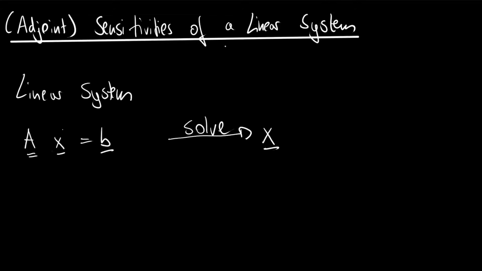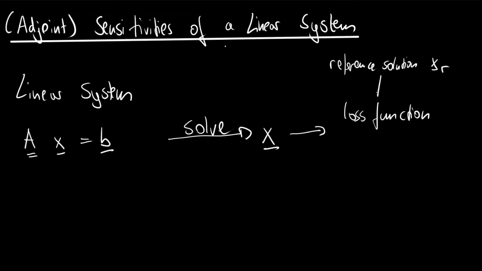Now we have the solution to this linear system, and then we plug this into a loss function. This loss function can be of multiple kinds, but quite common is something that is comparing the solution that we got with a reference solution. So let's say we have a reference solution, let's call it xr. This also enters the loss function, and then we create what's called a quadratic loss.